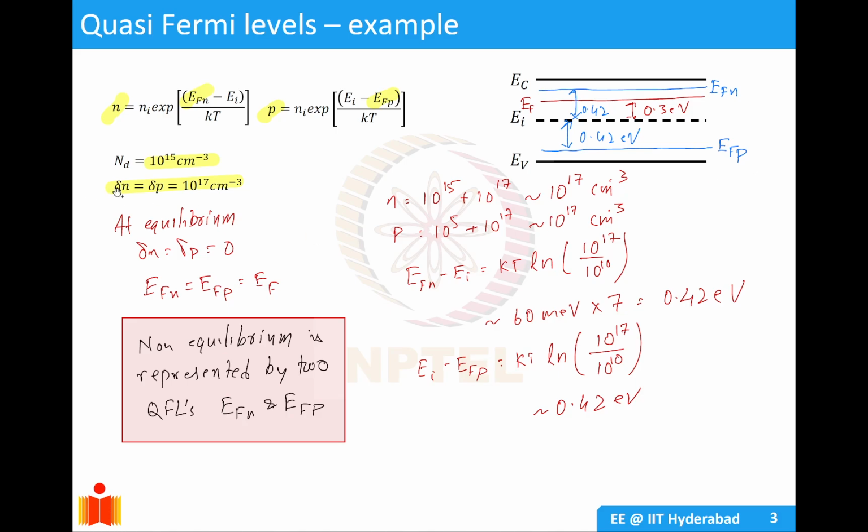One thing you will notice is that we always say delta n equals delta p, because we are talking about electron-hole pair generation. When you are generating electron-hole pairs, you are generating both electrons and holes at the same rate. So for electron-hole pair generation, both your delta n and delta p will be equal. Excess holes and excess electrons will be equal because you are generating electron-hole pairs. If you are just injecting electrons and not holes, then your delta n and delta p will be different values.